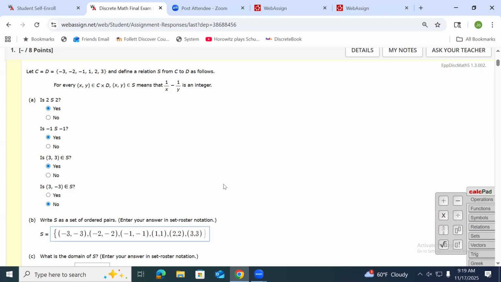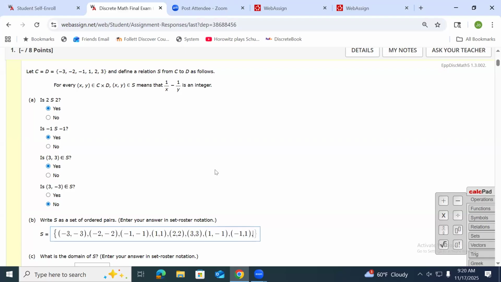Well, not quite, because if you divide by 1, you always get an integer, right? So every possible combination of 1, even 1 and -1, and -1 and 1, those are related to themselves because when you divide by 1, it's still an integer. It's not a fraction, right?